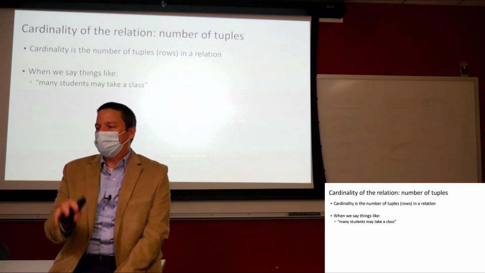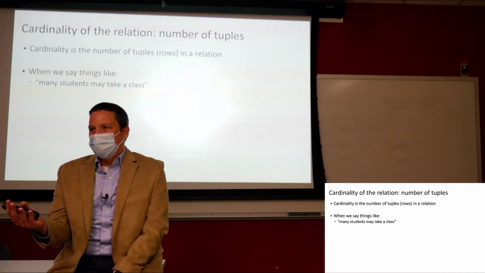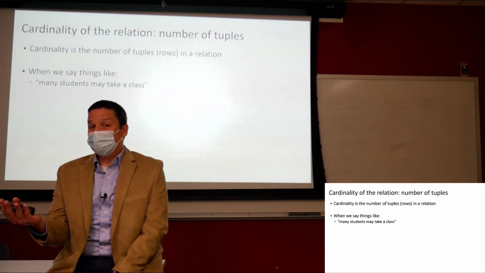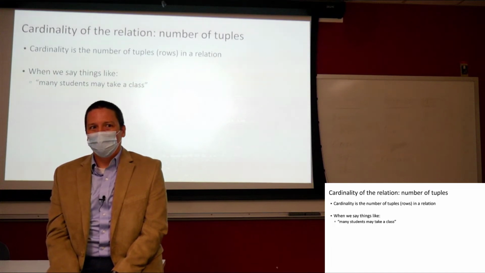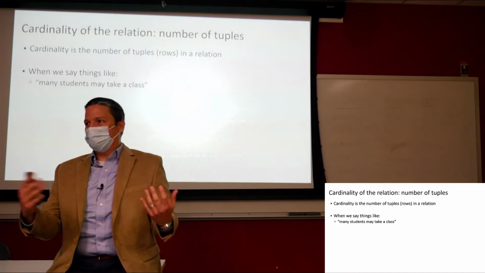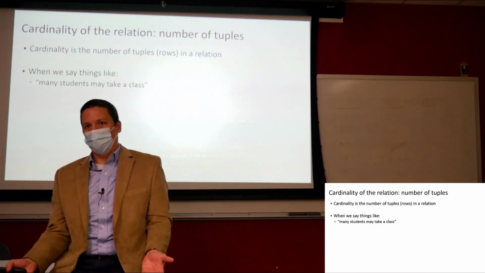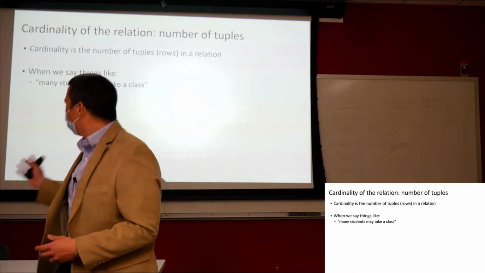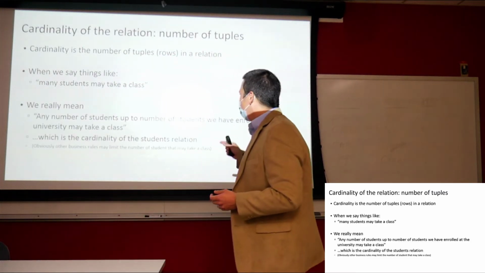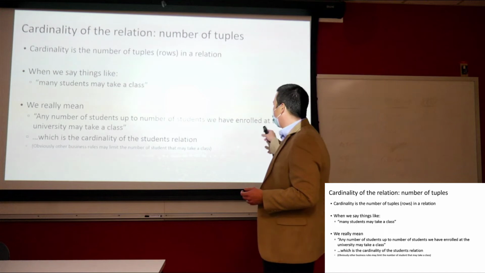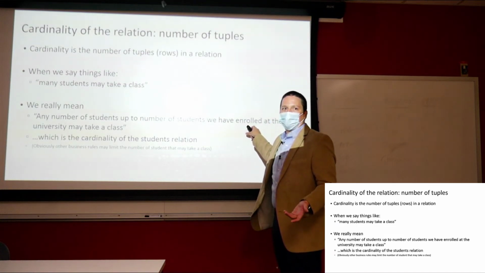How many students attend the University of Houston? Like, I don't know, less than 1 million. Yes, less than 1 million. It's like, I don't know, 40,000 or something like that, right? We can't have 1 million students enroll in this class because there's not 1 million students to enroll in this class, right? So what we're really saying when we say many students can take a class is any number of students up to the number of students we have enrolled at the university may take a class, right?